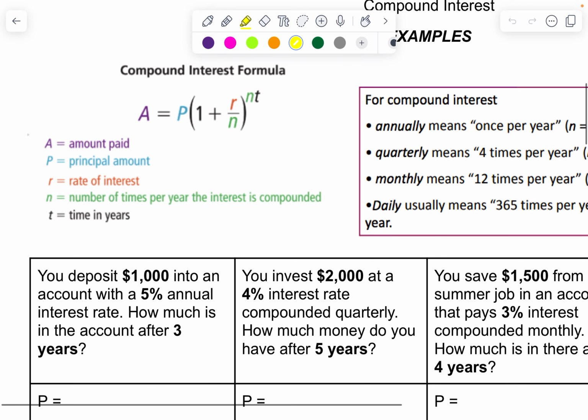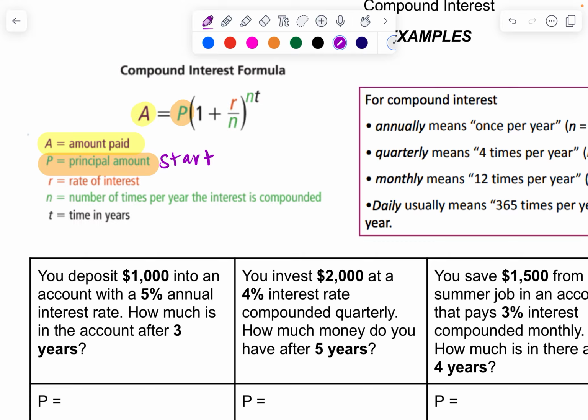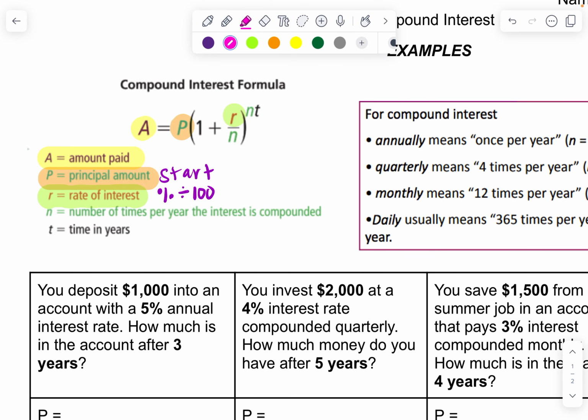Our equation, A is just the total amount paid. That's going to be part of our equation every time, just the A. We're going to be filling in numbers for our P. Principal amount is just the amount you start with, or the amount you borrow. R, just like we were doing on growth and decay, R is our interest rate. Again, you have to do the percent divided by 100. N, that part is new to us. N is the number of times that they're compounding it.